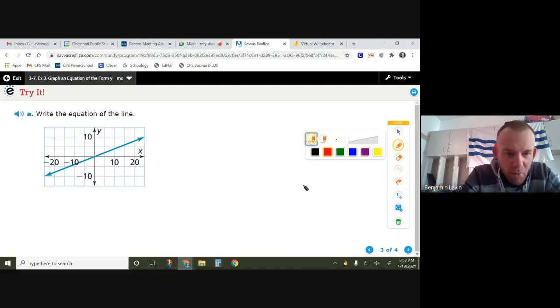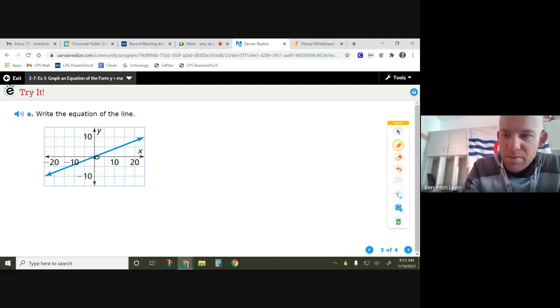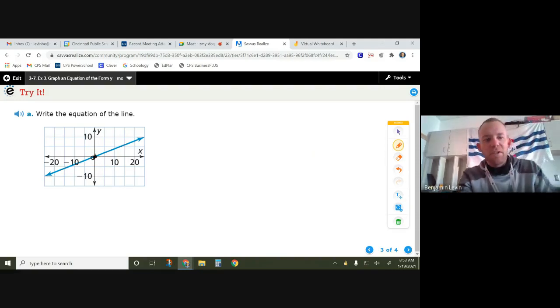First off, I need to find a point on this line that intersects at a perfect spot on the grid. One of them is this center point right here, 0, 0, right? I'll just circle it. There's a point, 0, 0. X is 0, Y is 0. It's right in the middle.